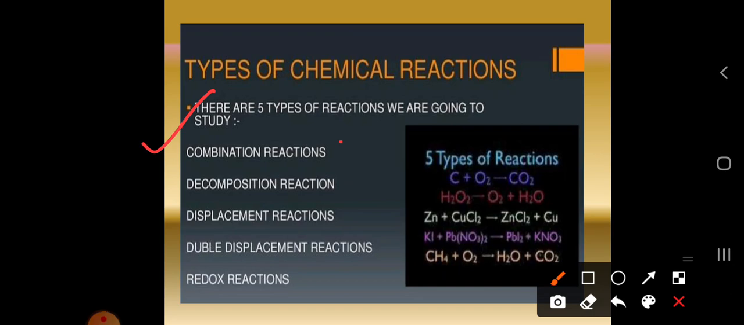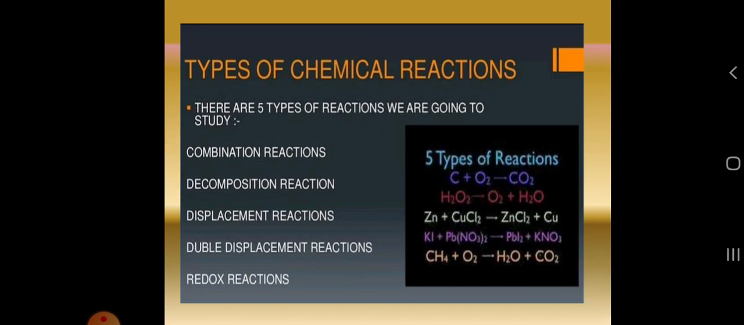The first one is the combination reaction, then the decomposition reaction, next is the displacement reaction, the fourth one is the double displacement reaction, and the fifth one is the redox reaction. In today's class we are going to learn two concepts, the combination reaction and the decomposition reaction, and later on we will extend this in the next video. So dear students, I hope you are all ready to learn new things.